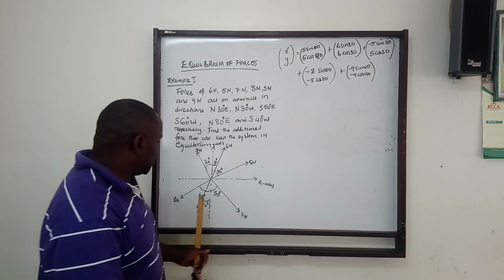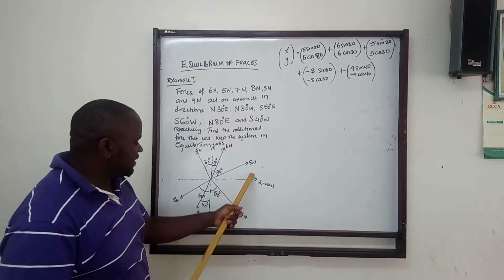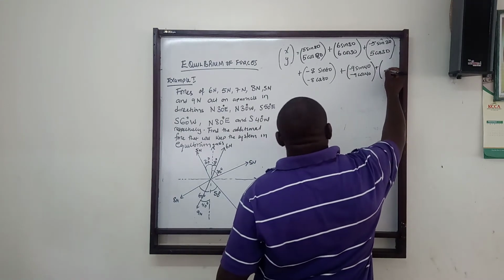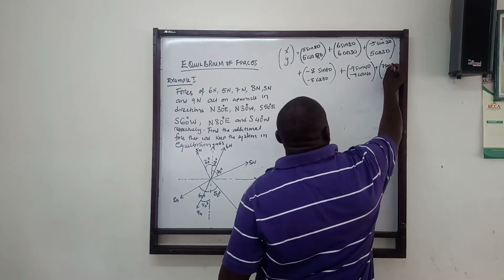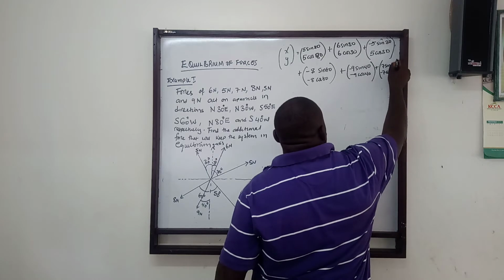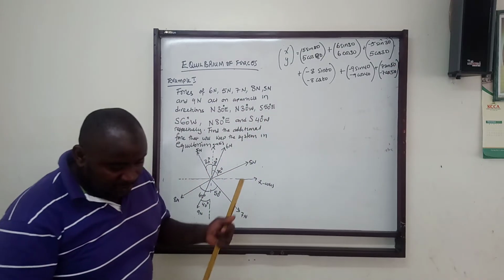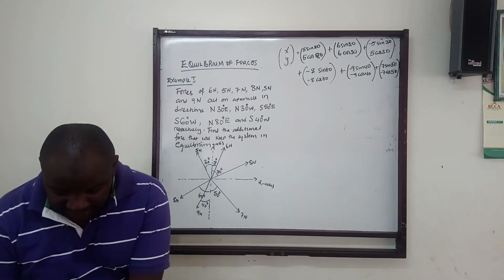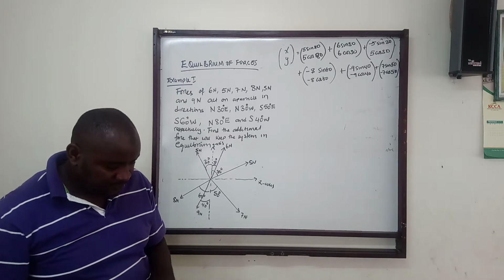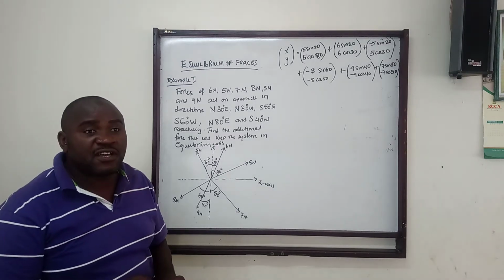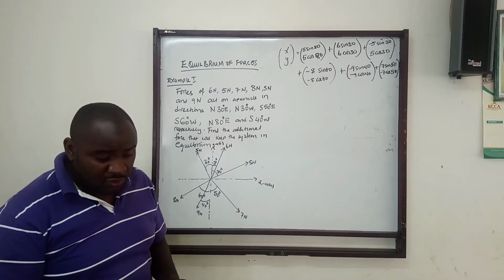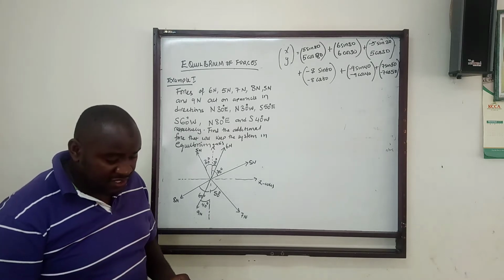Then lastly we have 7 taken to the horizontal, which is the positive x-axis, and the vertical is the negative y-axis. So we shall have 7 sine of 50, negative 7 cos of 50. Then with that, we can press our calculator. If you don't have a calculator, you can download one called Real Max Scientific Calculator from the Google Play Store.